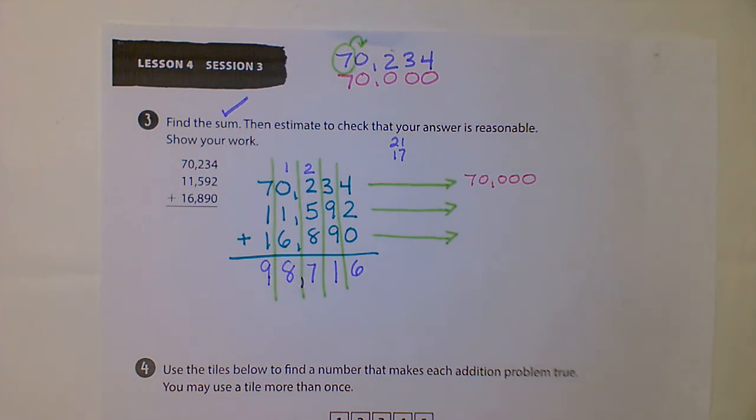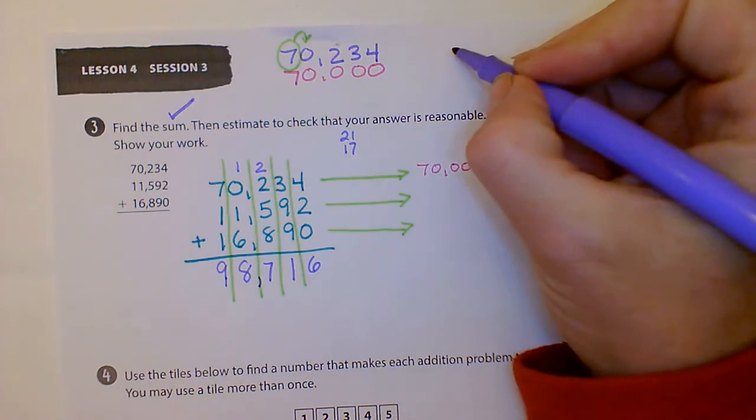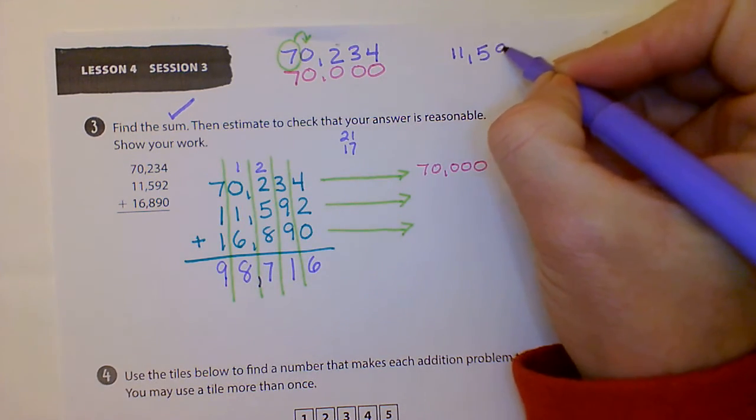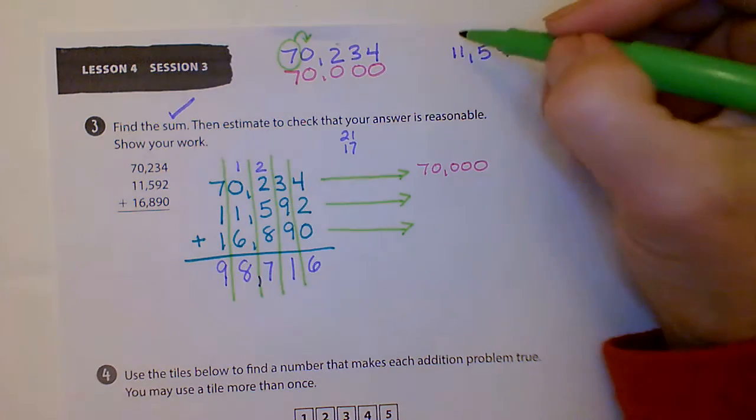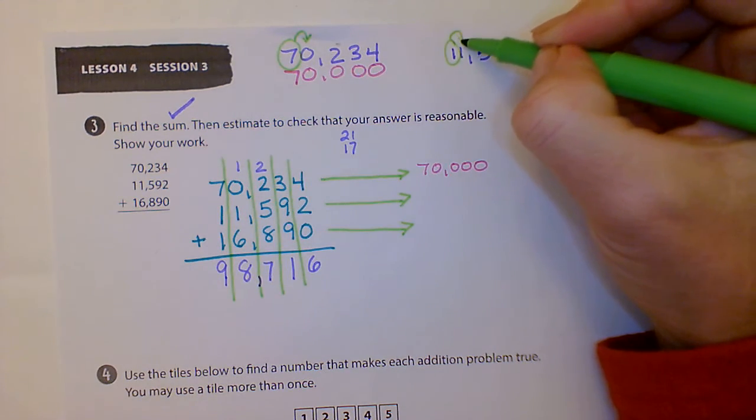And now you have to do that for the rest of these. So let's go ahead and do it for the next one. So the next number is 11,592. And again, I'm going to round to the nearest 10,000.